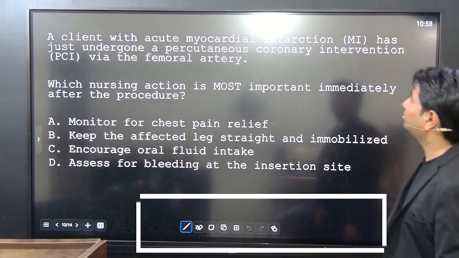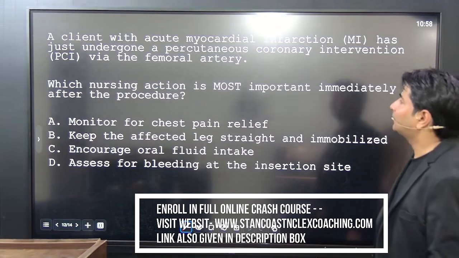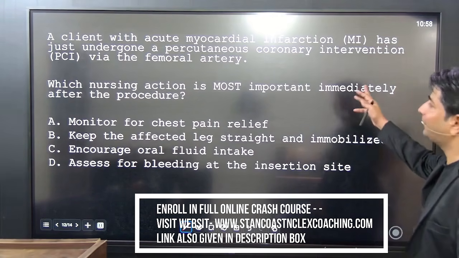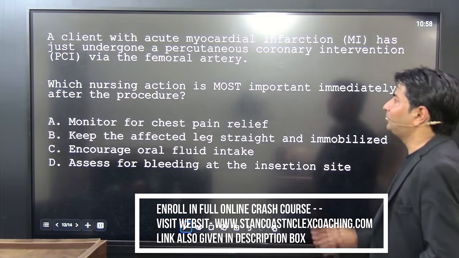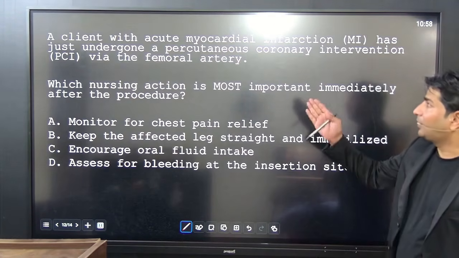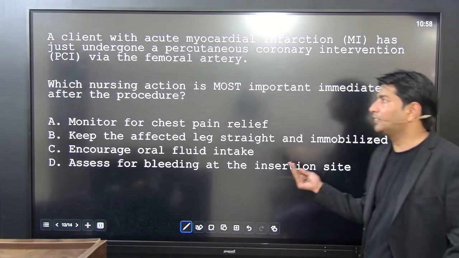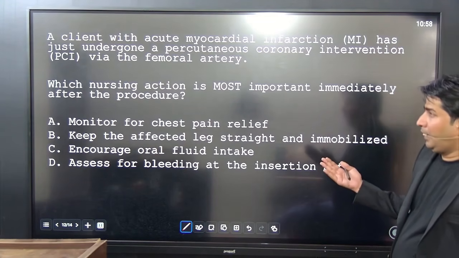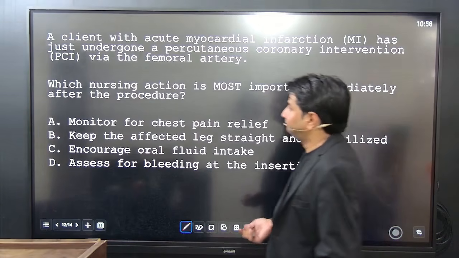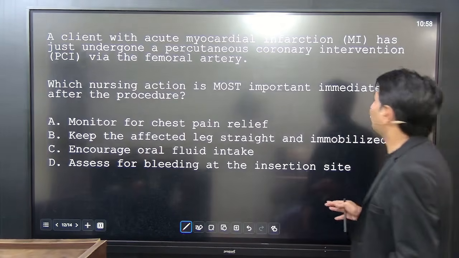A client with acute myocardial infarction, MI, has just undergone a percutaneous coronary intervention, PCI, via the femoral artery. That is, a PCI was performed through the femoral artery, meaning a percutaneous coronary intervention was done, which might involve coronary angioplasty being performed. Which nursing action is most important immediately after the procedure?